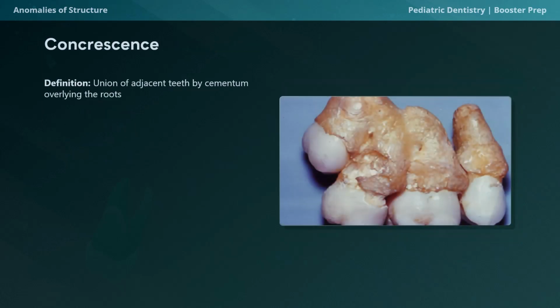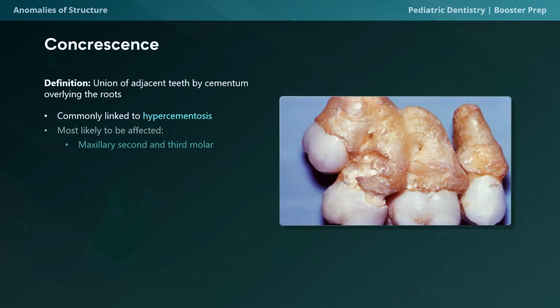Next, we'll discuss concrescence. This can be characterized by the union of adjacent teeth by cementum overlying the roots. Look at how these teeth appear to be glued together. It's commonly associated with hypercementosis, which is an excessive deposition of cementum. This dental anomaly can lead to various complications, including occlusal disturbances, difficulties with eruption, and challenges for extraction procedures. The prevalence is about 0.04%, and it's most likely to affect the maxillary second and third molars.